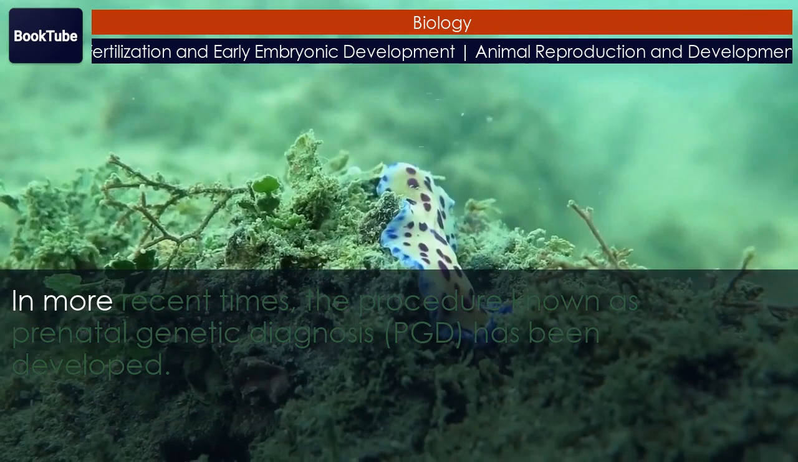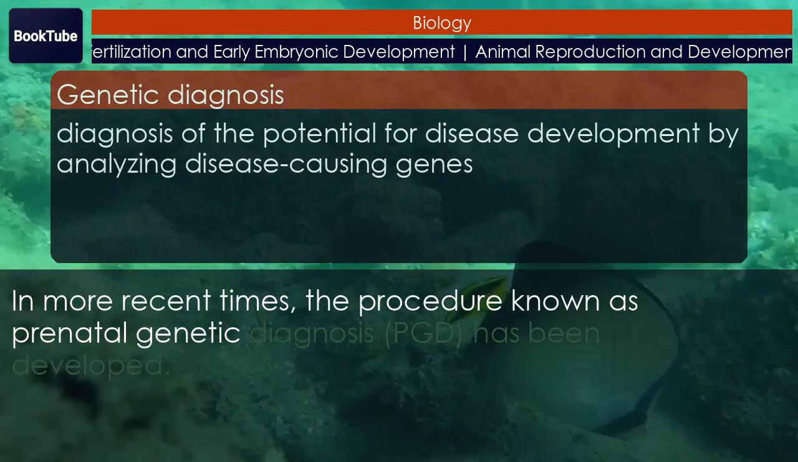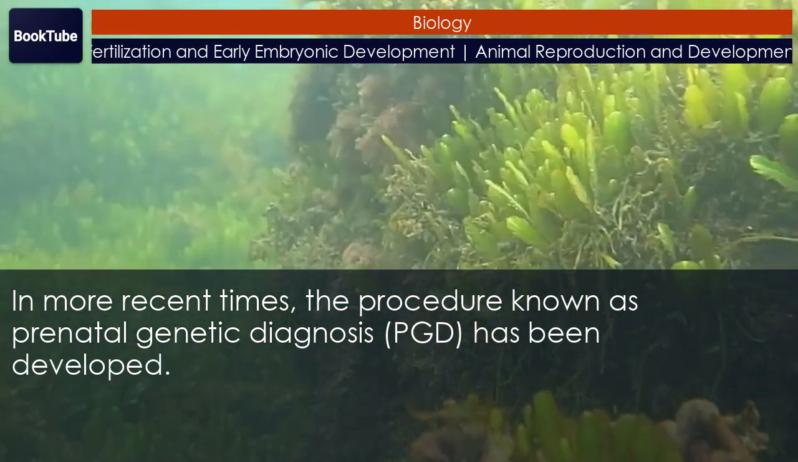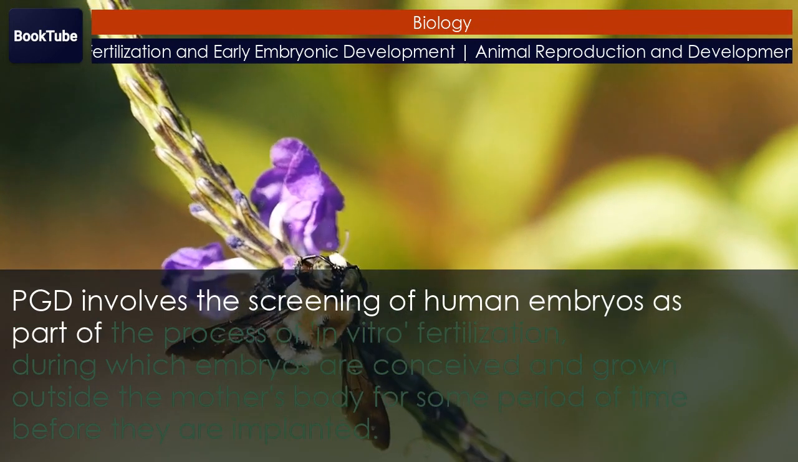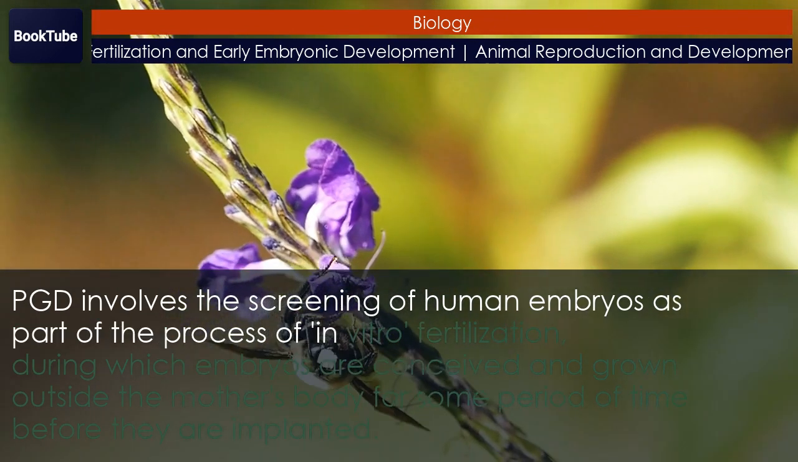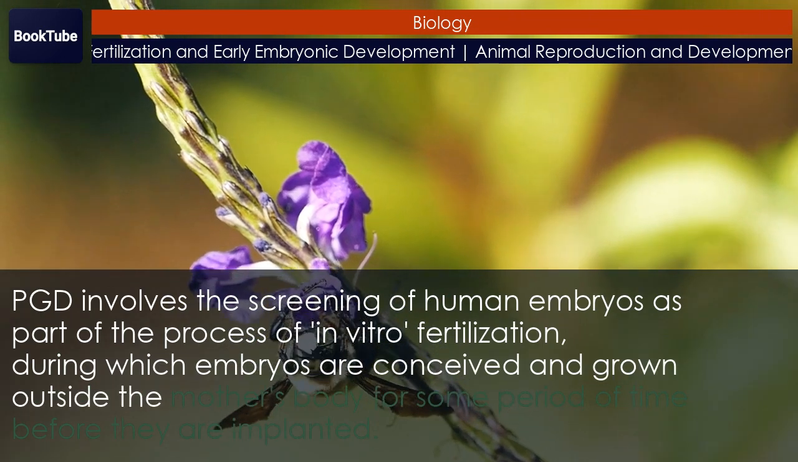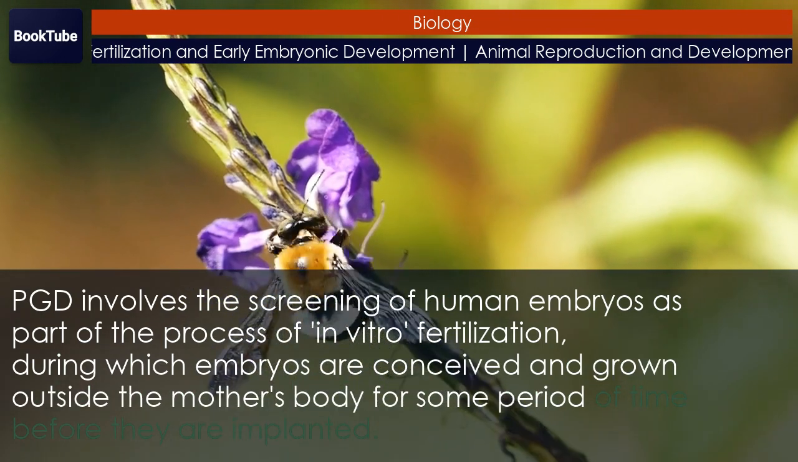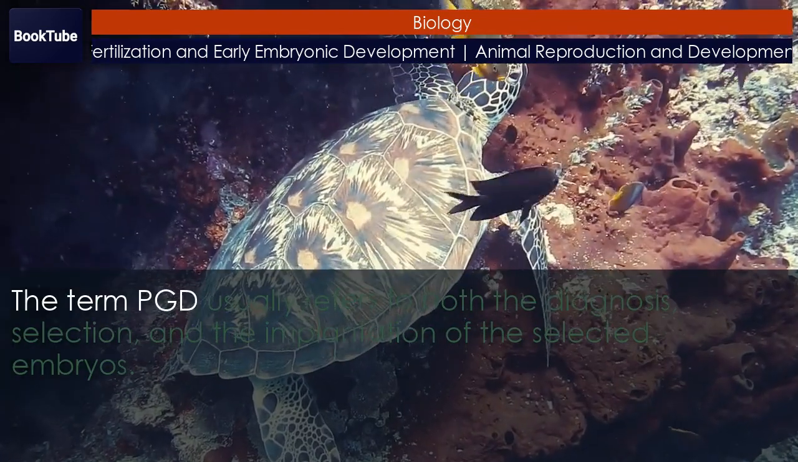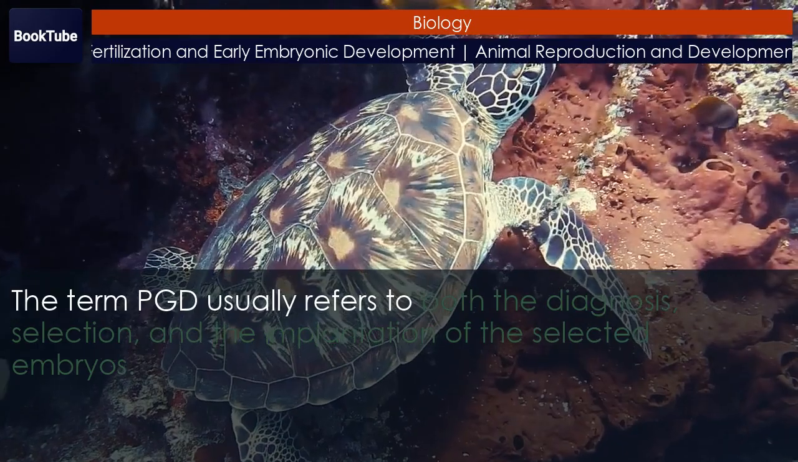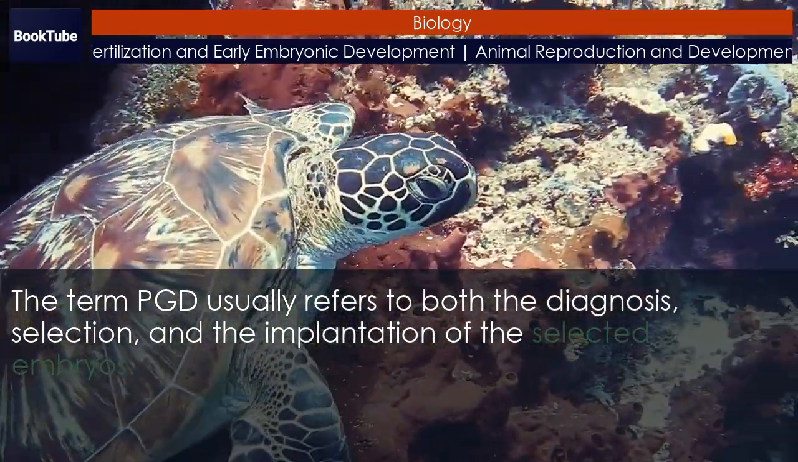In more recent times, the procedure known as preimplantation genetic diagnosis, PGD, has been developed. PGD involves the screening of human embryos as part of the process of in vitro fertilization, during which embryos are conceived and grown outside the mother's body for some period of time before they are implanted. The term PGD usually refers to the diagnosis, selection, and the implantation of the selected embryos.